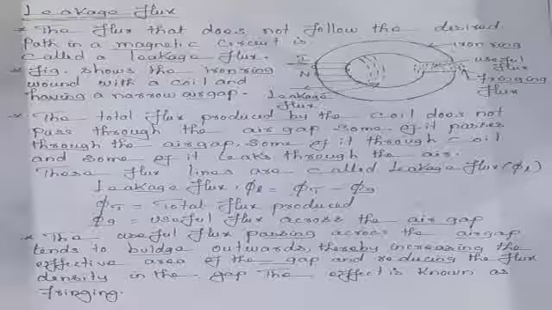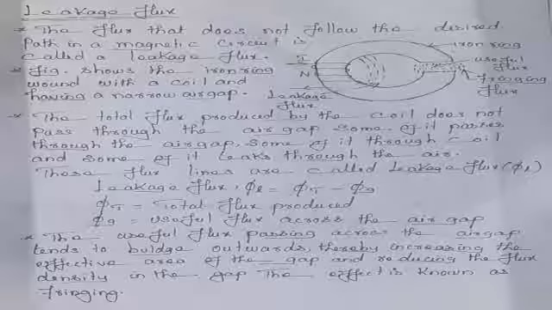Next, leakage flux. The flux that does not follow the desired path in a magnetic circuit is called leakage flux. The figure shows an iron ring wound with a coil and having a narrow gap.